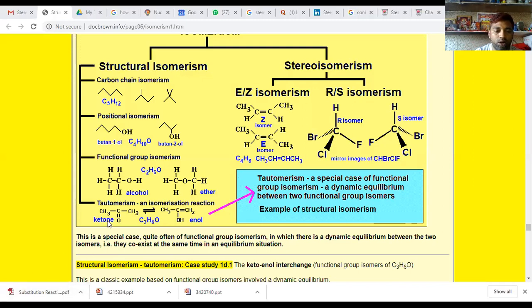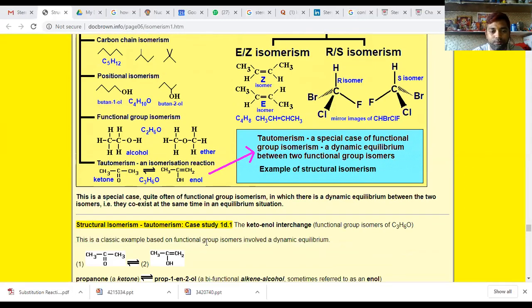Like we have two molecules here. The molecular formula is C3H6O. It exists in two isomeric forms, in equilibrium. One is ketone, the other one is enol. Enol means alkene and alcohol. Ketone and enol. So we'll discuss this example.